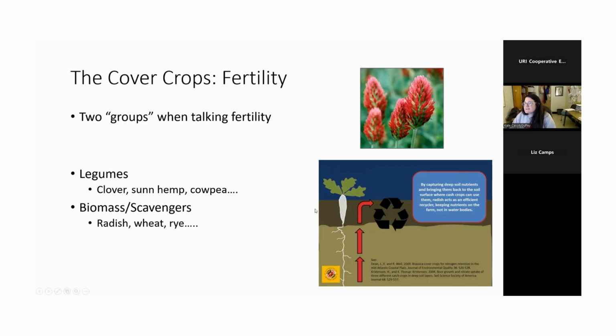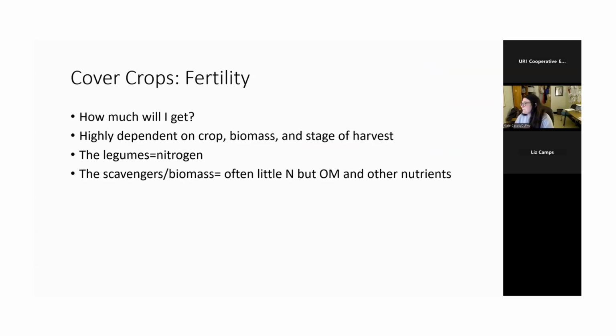Our biomass and scavengers actually are grabbing our leftover fertilizers. So, right, we put out a certain amount of fertilizer, our plants take up some of it, and every year there is some left in the soil. Things like radishes and wheat and these deep-rooted crops pull up a lot of that leftover nitrogen, bringing it back to the surface for us. So they're also a really important part of adding nitrogen in your farm.